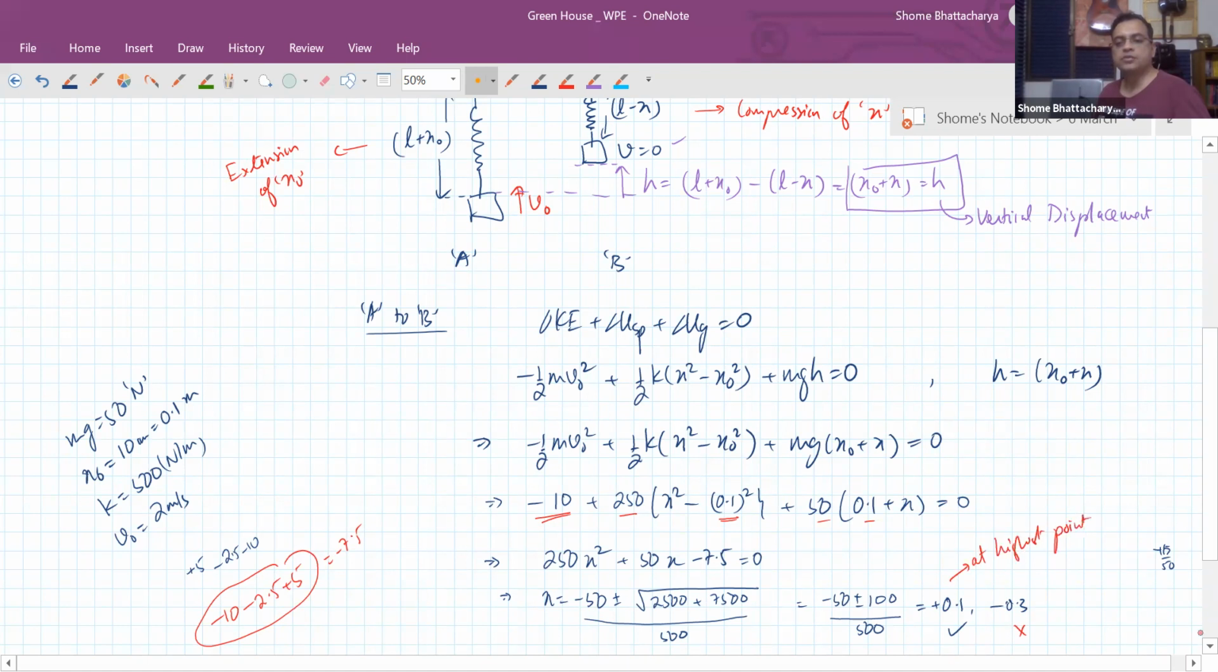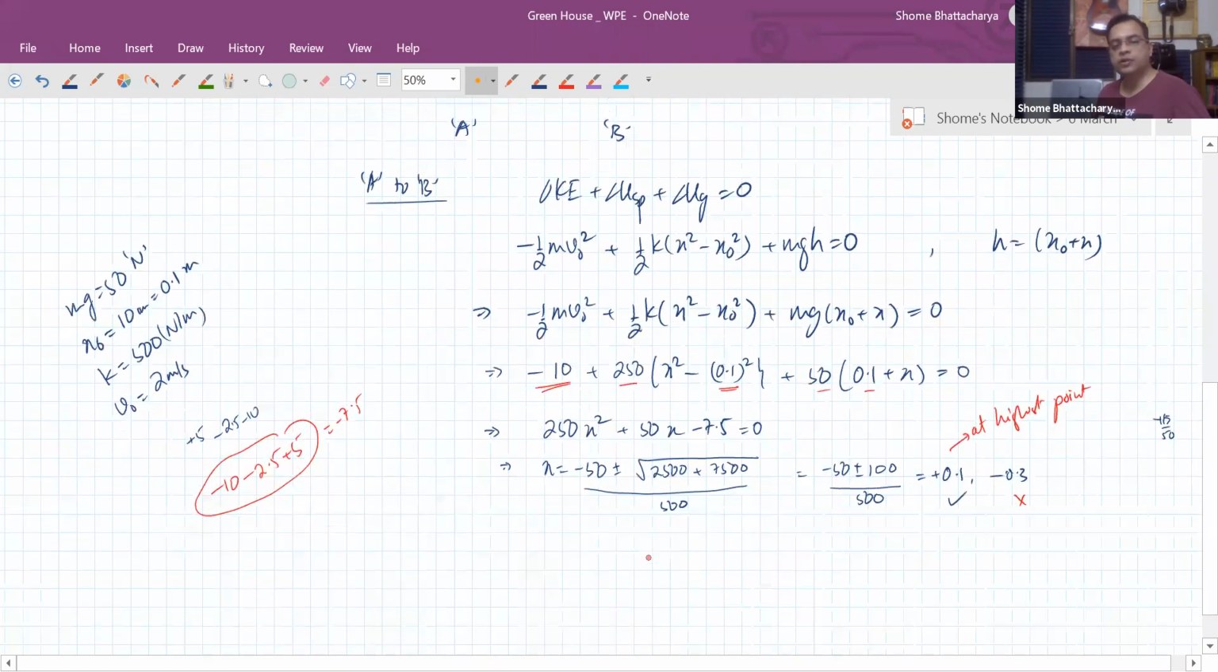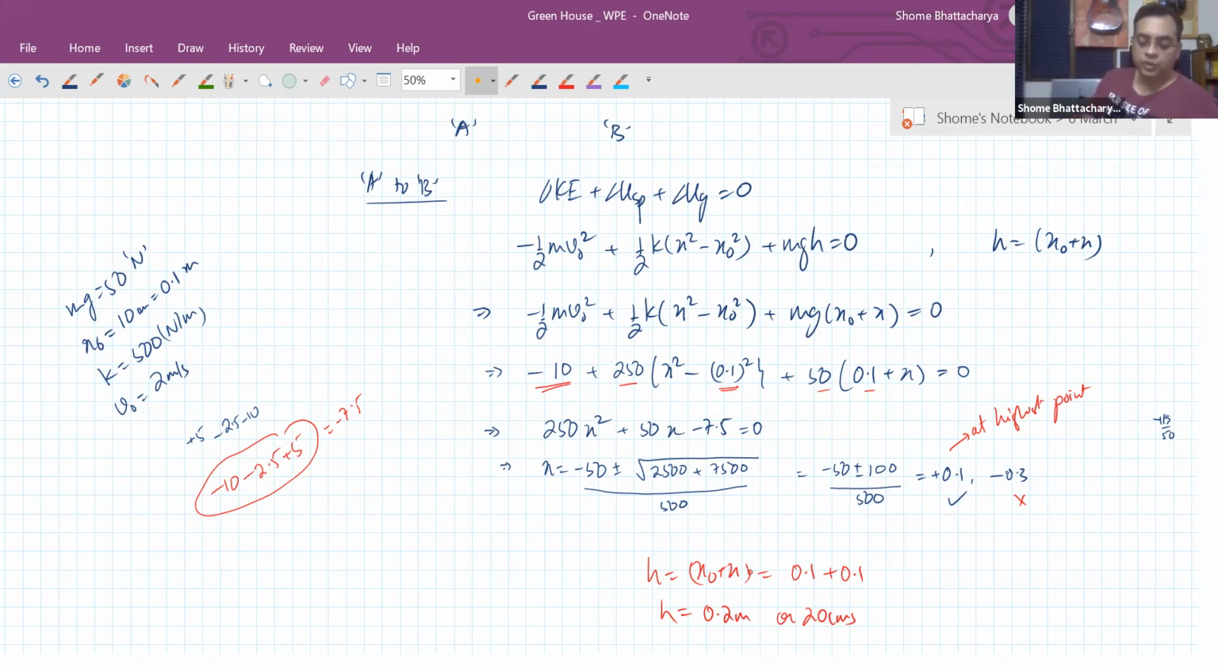Now we have to find the height to which the block rises. So we have to go back and solve for h. So h was x naught plus x. So x naught itself was 0.1 and this is plus 0.1. So 0.2 meters or 20 centimeters is the height to which the block rises. So you have to be very precise with these type of calculations. That is the thing about JEE level questions. Not just the concept, but being able to apply the numerical calculations.